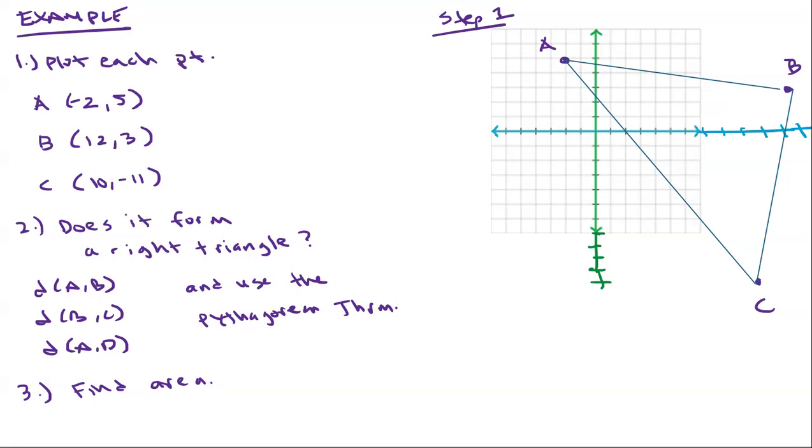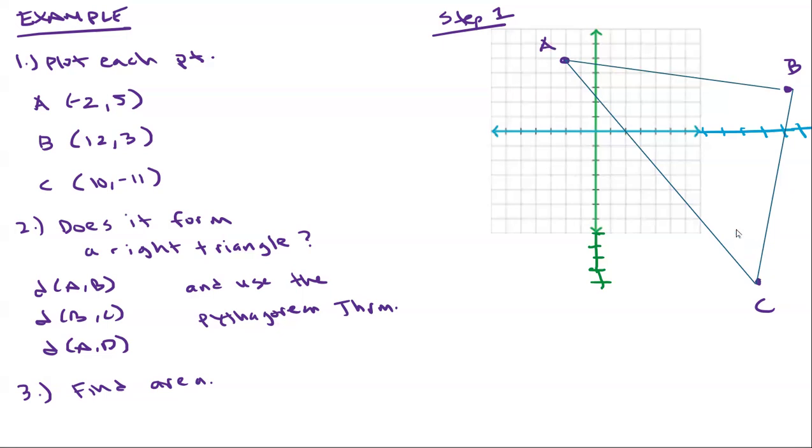Okay, so in this problem, what we want to do is show whether this triangle here forms a right triangle or not. There are three steps in doing this. Number one is we want to plot each point. So we have A (-2, 5), B (12, 3), and C (10, -11). Those are the three points we have, and we're going to plot those, which I already did.